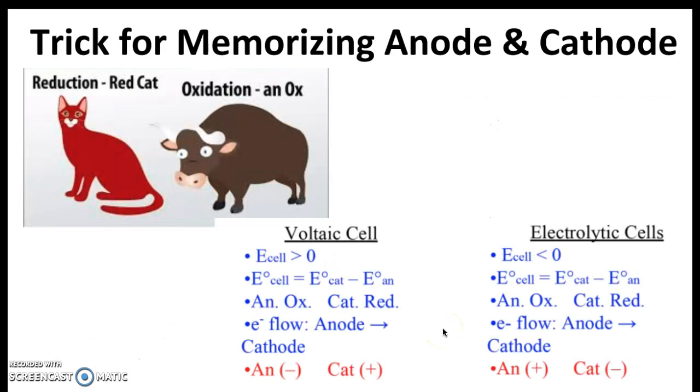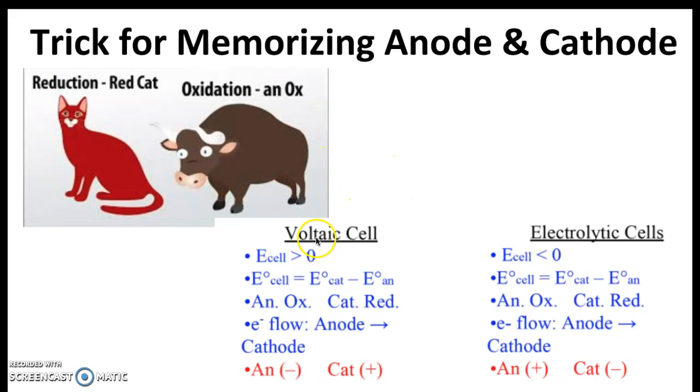You have to know anode and cathode, and a quick trick for memorizing that is red cat and ox. Reduction takes place at the cathode, oxidation takes place at the anode. So reduction, cathode, anode, oxidation. I just want to briefly mention that this is true for both voltaic and electrolytic cells, where reduction takes place at the cathode and oxidation takes place at the anode.